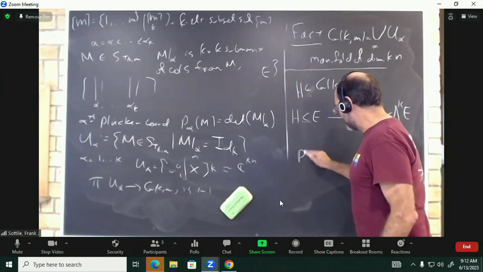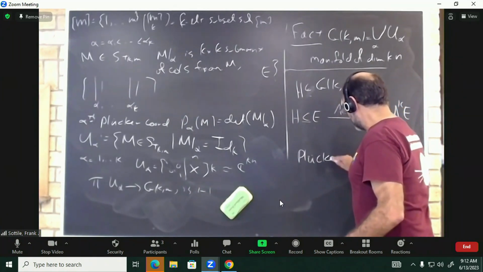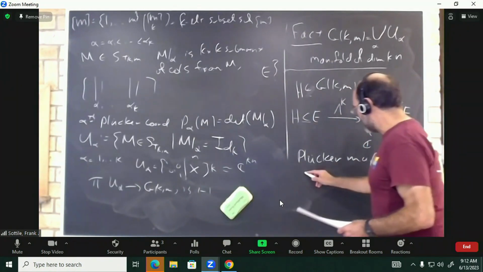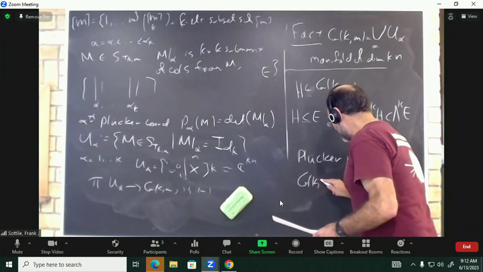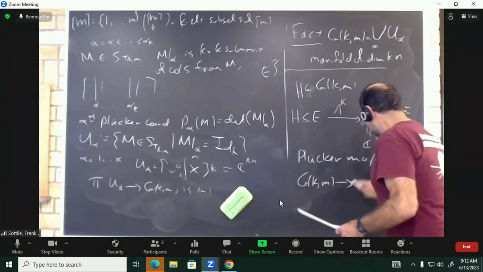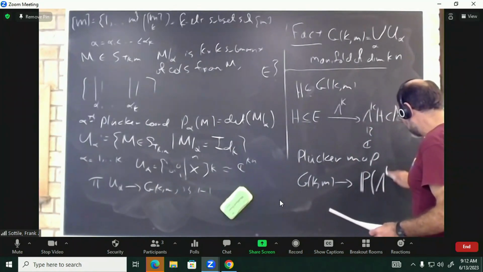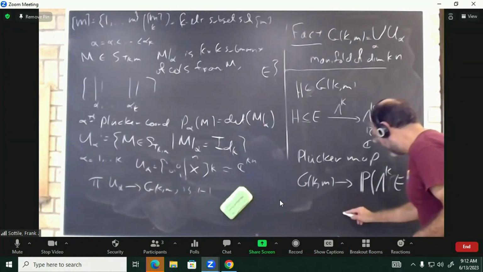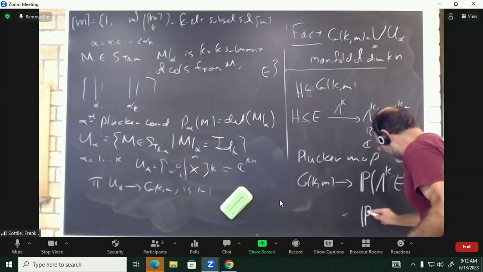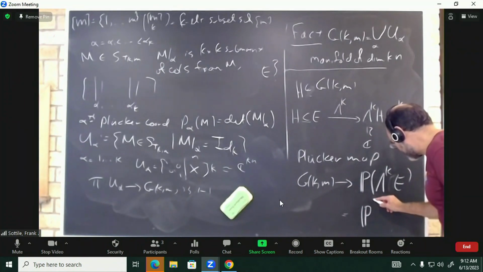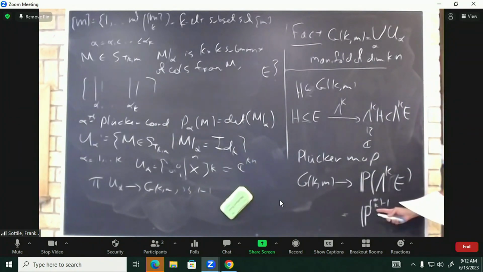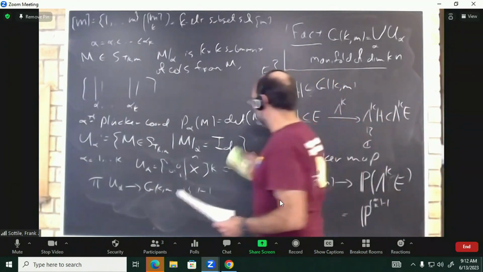This gives the Plücker map, and in fact it's an embedding from the Grassmannian of k-planes in M space to this projective space, which is really M choose k minus 1. So this is the number of coordinates, minus 1.